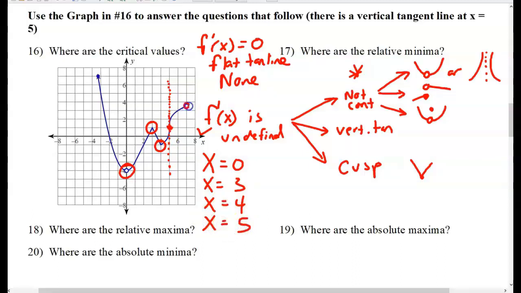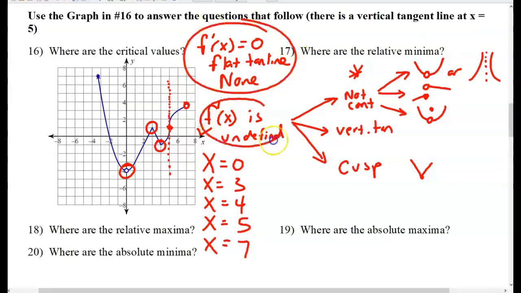And finally, we have an open dot right here at the end, so we can go ahead and include that as a critical value as well. All right, I shouldn't say potential. It is a critical value. So there you guys have it. You can find critical values anywhere where you have a flat tangent line, that's where the derivative equals 0, or a place where the derivative doesn't exist, which can come from a plethora of possibilities, and I've got quite a few of them listed here. So this thing has a few critical values.